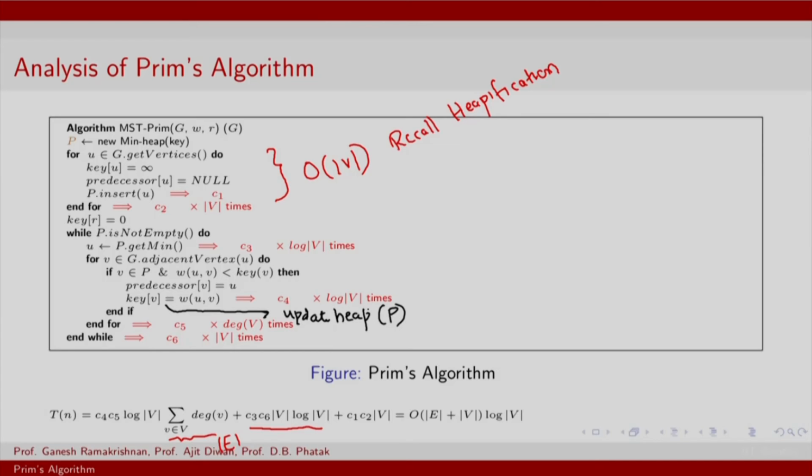So this will take order log V time, and remember all this happens for time proportional to the sum of the lengths of all the adjacency lists. So that gives you C4 times C5 times log V multiplied by summation over all vertices of the degree of that vertex. So this is nothing but order of E times log V plus order of V times log V.